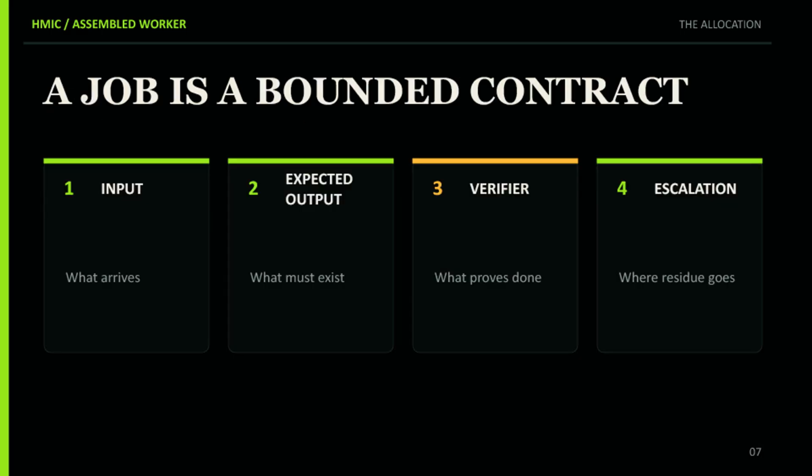A job is a bounded contract. To understand the allocation, you need to understand what a job is. A job is a bounded contract, a defined input, a defined output, a verifier that confirms the work is done, and an escalation path.